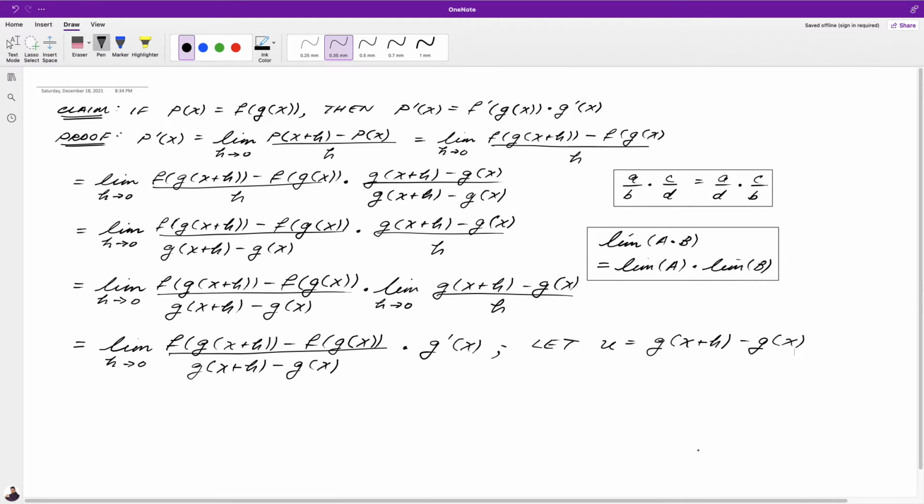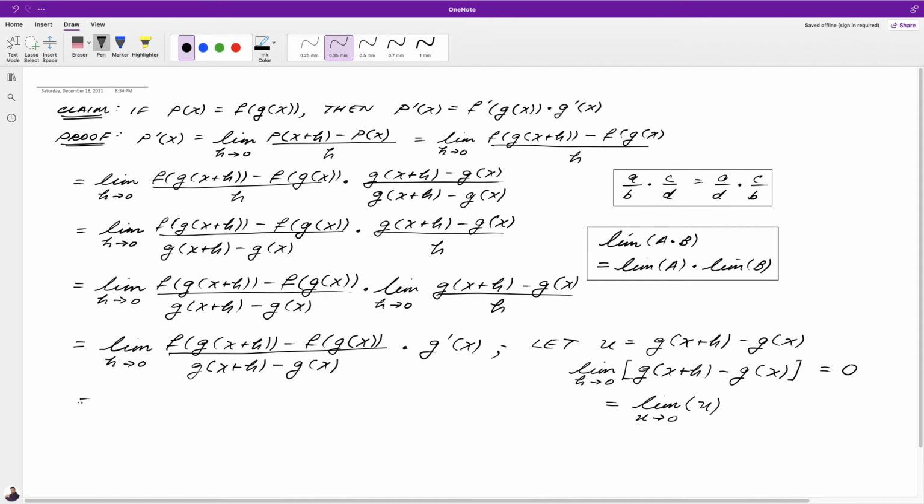Now, what is the limit as h trends to 0 of g of x plus h minus g of x? What is it? Well, it's going to go to 0, but that's the same thing as the limit as u goes to 0 of u. Think about that for a second. It's all 0. The limit of this is 0, the limit of this is 0, the limit of this is 0. So I can go ahead and switch things out.